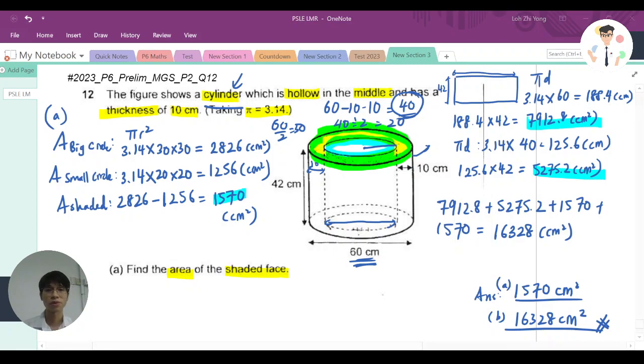Okay? So I would say that this question is actually kind of interesting because we don't usually see a cylinder involved in our work here. Okay, but anyway, we have learned this, and I hope that you learned something, and this will be really useful for you as you progress and face your PSLE soon.